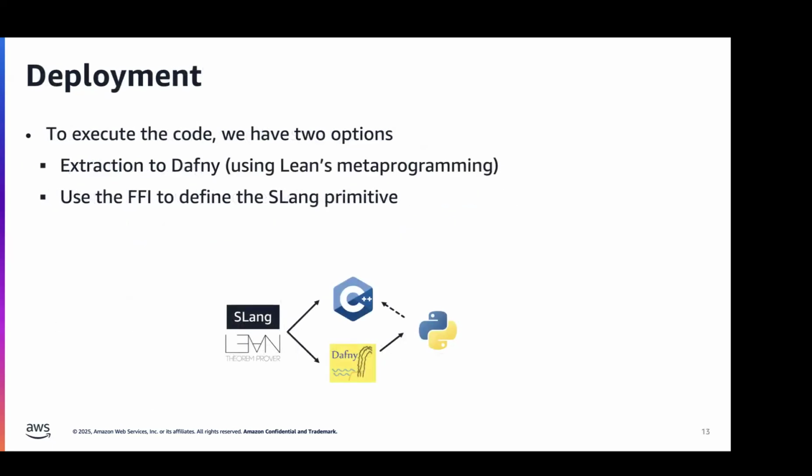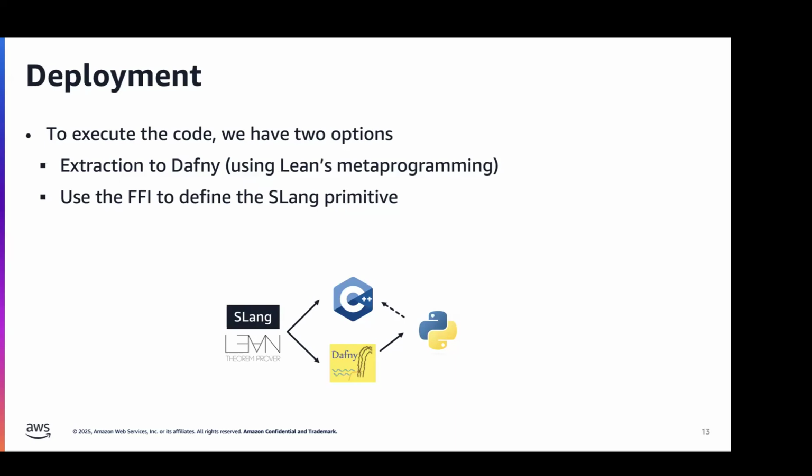Okay, so once we have our implementation, we need to deploy this. So we need to get the executable code. And as I said, we have two options. They're both implemented in the library. One thing we have done is to extract to another language called Dafny, which has multiple transpilers. So we extract first to Dafny, and then from Dafny, we can transpile to Python or Java, etc. And so then we have, for example, Python code that we can deploy. The alternative is to use the Lean FFI to define in C++ the meaning of all of these SLang primitives.